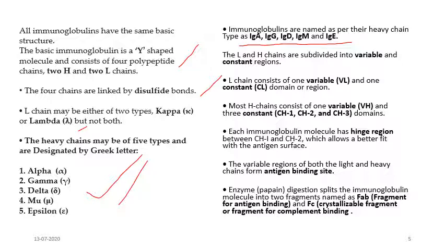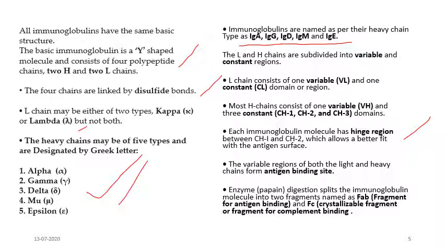So each light chain and heavy chain consists of a variable region and constant region. The L chain consists of one variable region, VL, and one constant region, CL. Similarly, the heavy chain has only one variable region, VH, but three constant regions, represented as CH1, CH2, CH3. You can go through the figure and understand. And each immunoglobulin has a hinge region, responsible for flexibility so that it can fit with the antigen surface. The variable regions of both light and heavy chains form the antigen binding site.